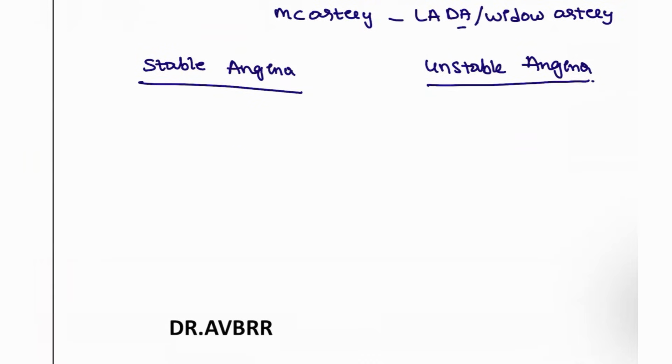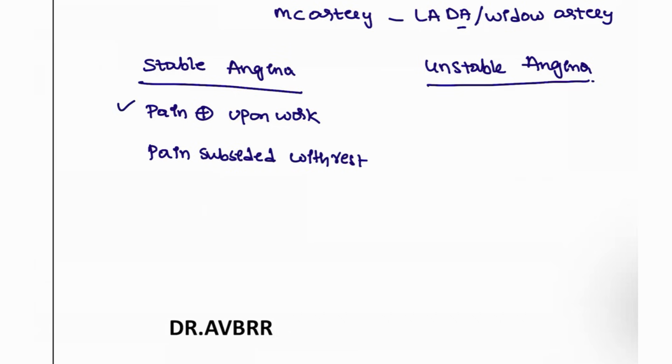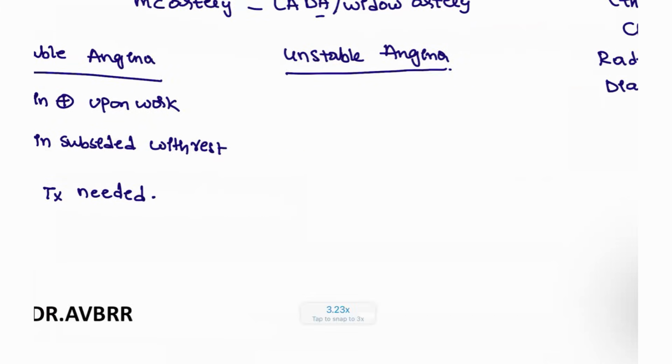So stable angina and unstable angina come before the myocardial infarction starts. In a patient with stable angina, the pain is presented only upon work, and this pain will be subsided with rest. So this is the first point that you have to remember about stable angina, and no treatment is needed for this patient. Only prevention, secondary prevention, is what we can go for in stable angina.